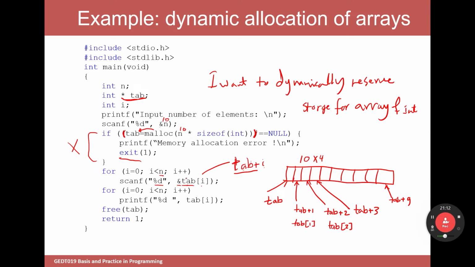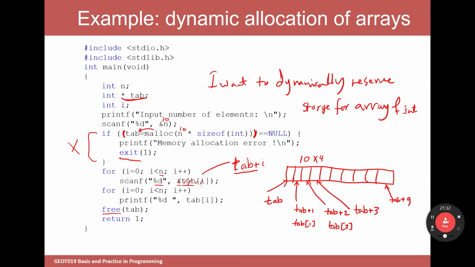So if you are confused about this one, you can just delete it, and you will just use tab plus i, no problem. This is how this one will read multiple elements from the user, and after that I will print these elements. Now after that, what is this free here?